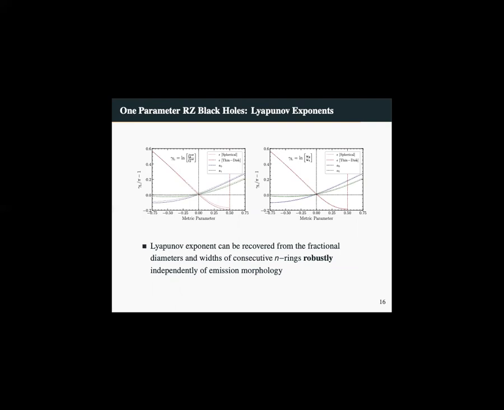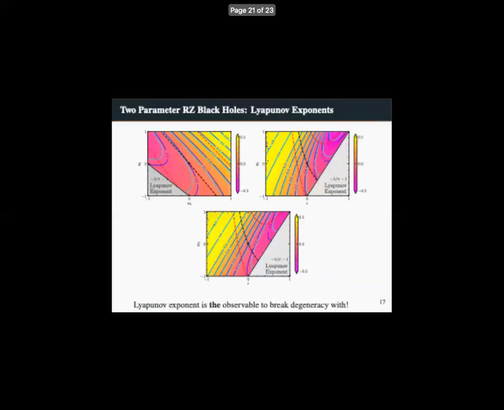And finally here, you can extract the Lyapunov exponent in two ways. This is not super feasible, but here you look at the fractional diameter of the n equal to 1 and 2 photon rings, and you see that the Lyapunov exponent changes in this particular way with space-time geometry. And you can see that if you do it independent of the emission morphology, this really does track essentially the change in the space-time geometry itself. And on the right, you can extract the Lyapunov exponent again from the widths of the rings, and you get an excellent agreement between these two, independent of what morphology you're using for what is happening in the space-time geometry.